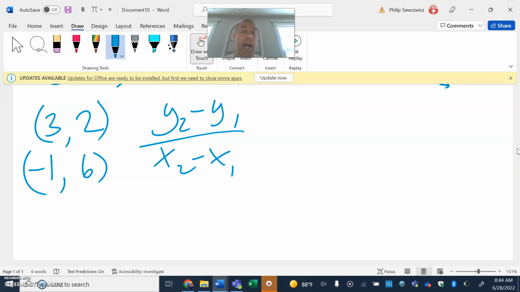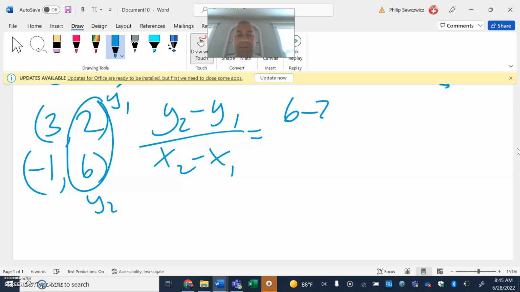So that's that change in y or the change in x. You might see it as y1 minus y2, and that's fine, as long as you're consistent with it. As long as we're talking about how much the y's are changing and how much the x's are changing. So there's my y's. Technically, this is the first y coordinate. That's the second y coordinate. So it'll be 6 minus 2.